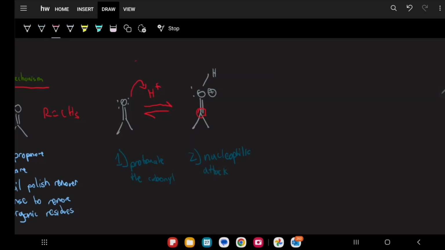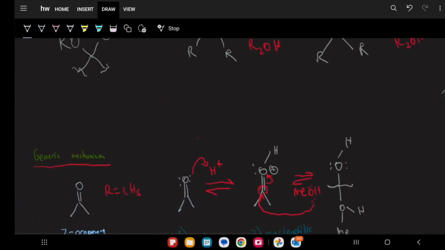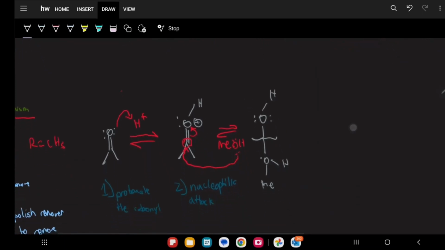So here I'll just use MeOH as my alcohol. So this lone pair will come and attack right here. This bond will flip up. We would be left with an O that is completely neutral, single bonded to the C. And here we have an O bound to an H and an Me with 1 lone pair, hence a positive charge.